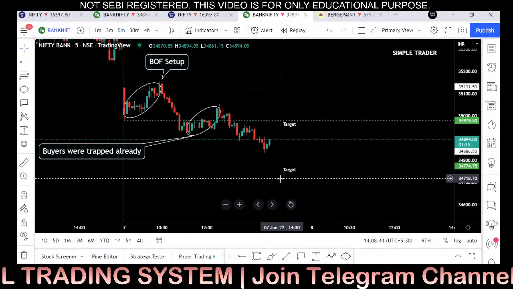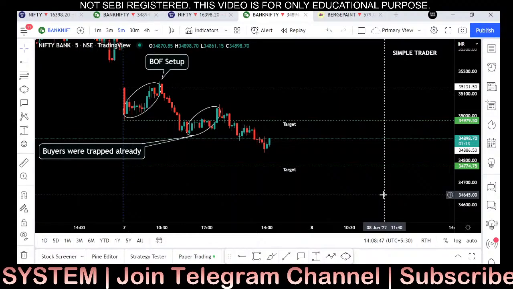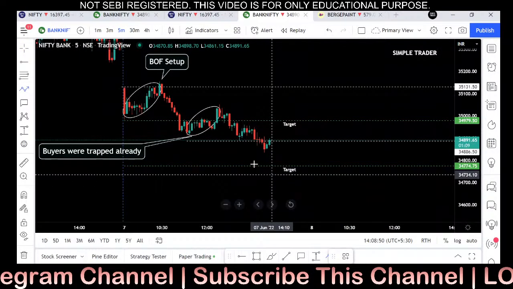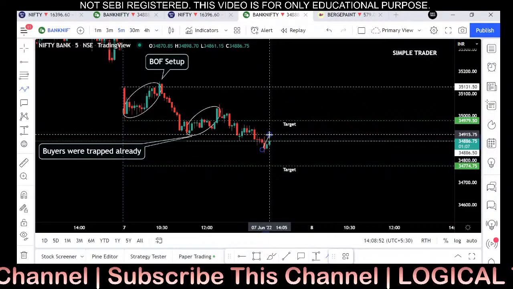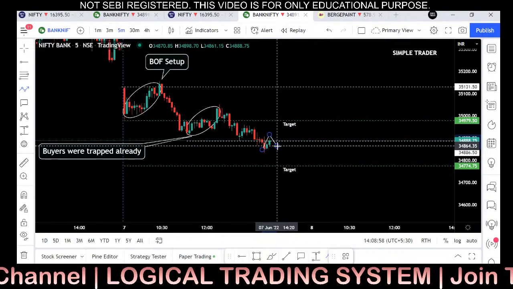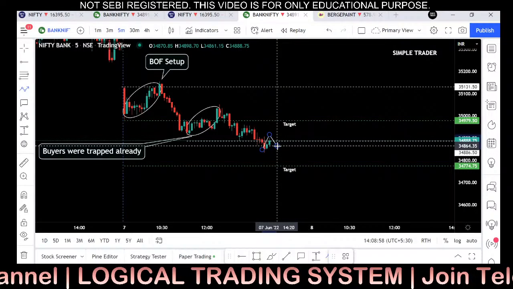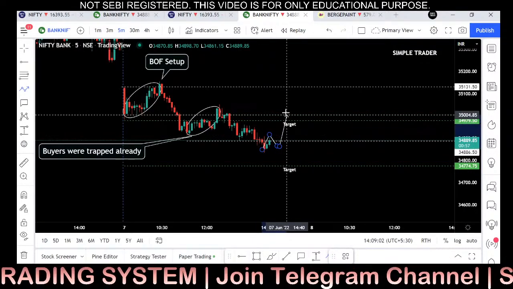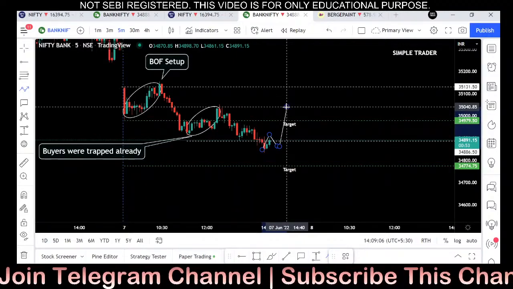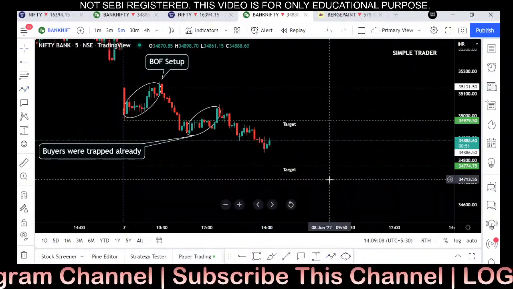Again, the buyers are pushing up, so there could be a possibility of one more attempt. If in the next attempt sellers are not pushing the price down, there could be a possibility the price may move till here. Let's observe this.